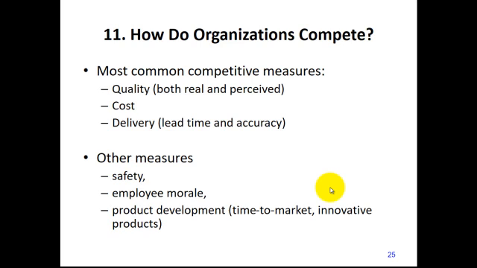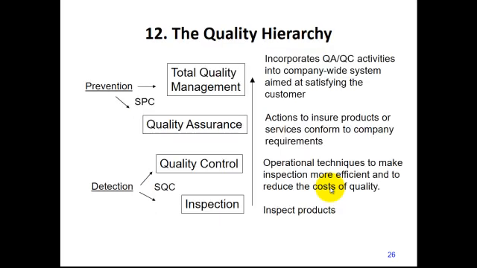Other measures are safety, the product must be safe, employee morale, product development, time to market, and innovation. We will see very little of these things in Pakistan's industries: safety, employee morale, product development. And at the end, I will discuss the structure of quality. This is the structure of quality.